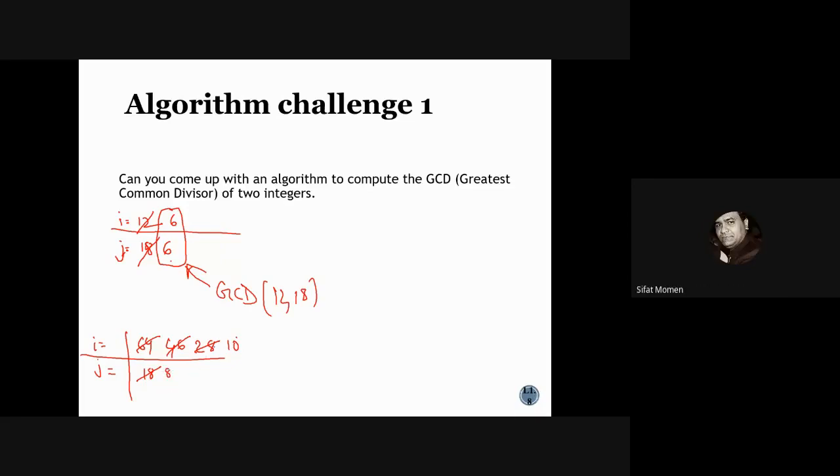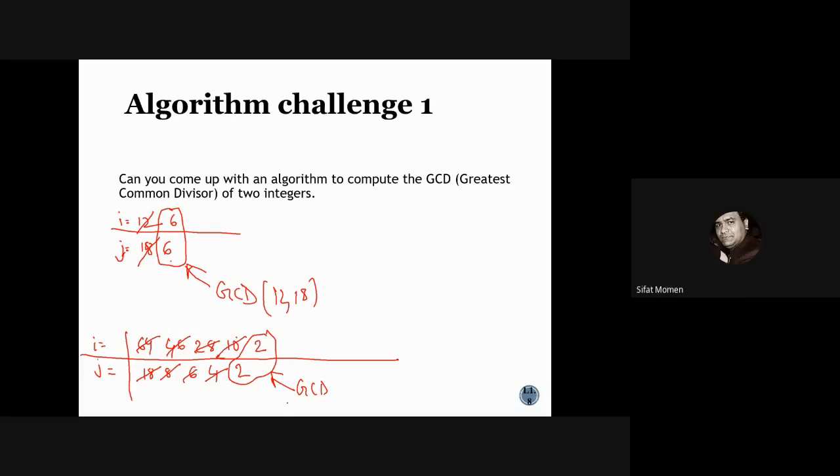8 and 10, which one is larger? 10. So what's the new value of I now? 10 minus 8, which is 2. Now 8 and 2, which one is larger? 8. J is larger. So the new value of J is 8 minus 2, which is 6. Again, J is larger. 6 minus 2 is 4, and then 4 minus 2 is 2, and now you see they become equal, and there you stop. You have found the GCD of 64 and 18. Correct, Nakina? Clear? Yes.